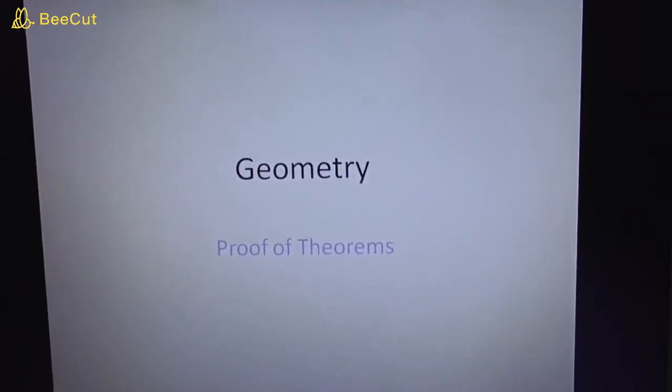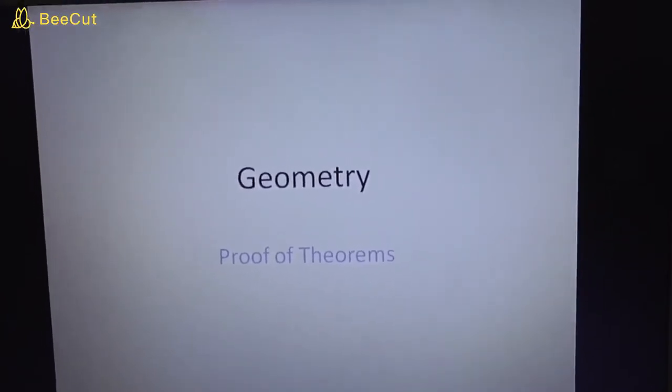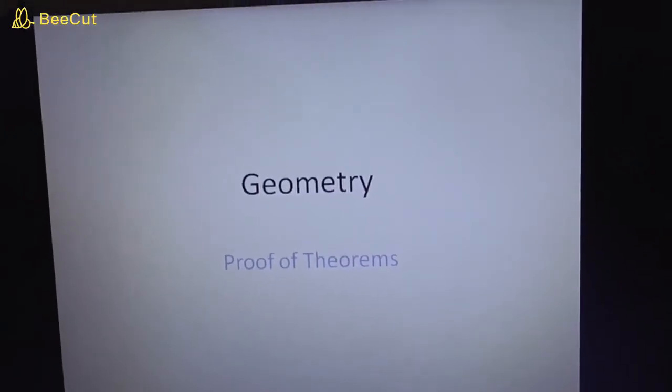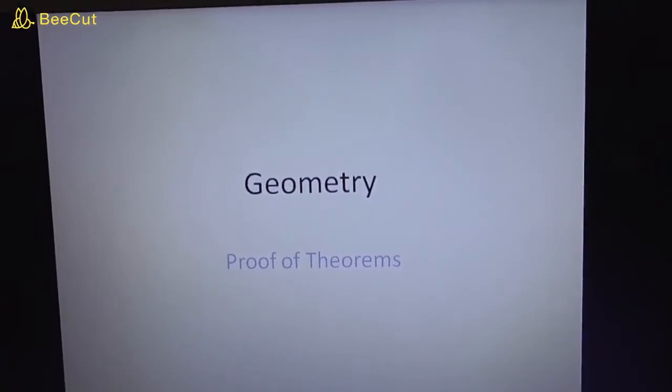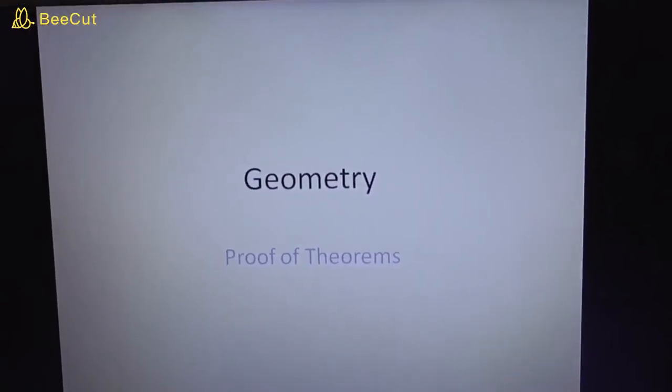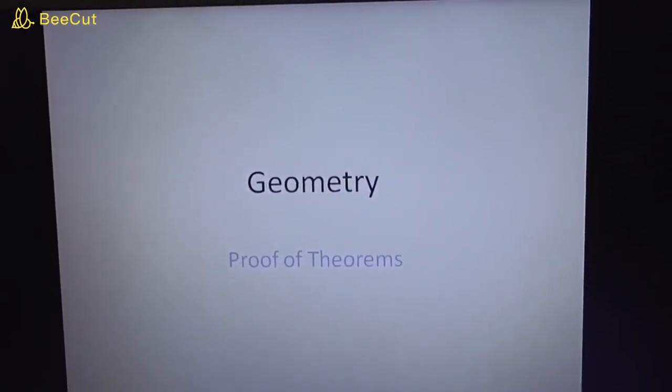Okay, so now we're going to look at all the theorems that are on the Junior Cert course. You're going to look at how you prove them. There are specific layouts for the ones that you have to prove formally. And we're going to look at the axioms and the corollaries that are on your course as well.